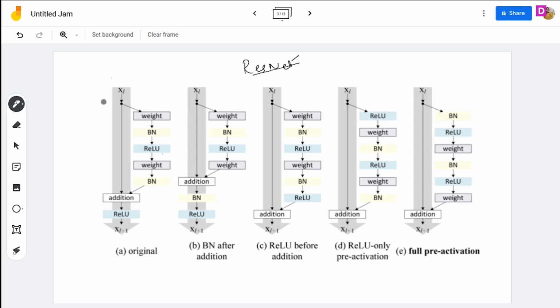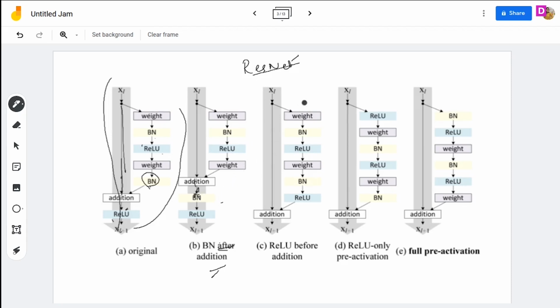Okay, so this is the original ResNet: the skip connection, the whole module addition, which you follow with ReLU. This is the skip connection here, and here you have weights, batch normalization, ReLU, weights, batch normalization. So this was the whole thing. Here you are doing batch normalization after addition, sorry. What you were doing is batch normalizing and then adding the whole thing. Here you are adding it and then doing batch normalization.